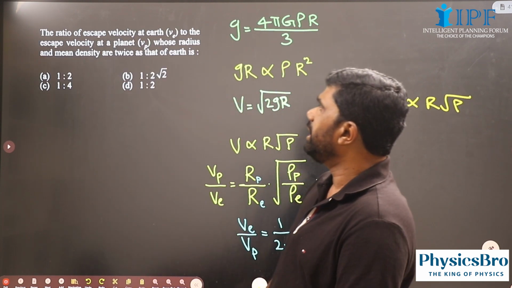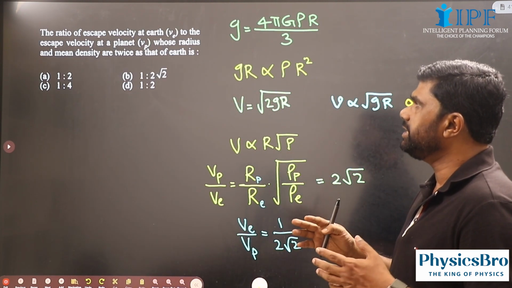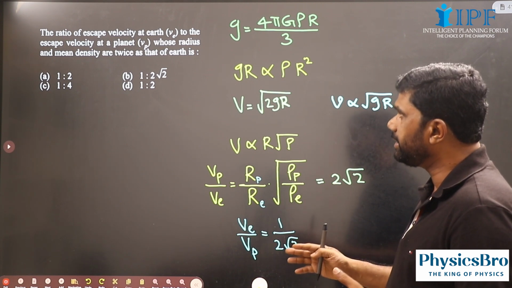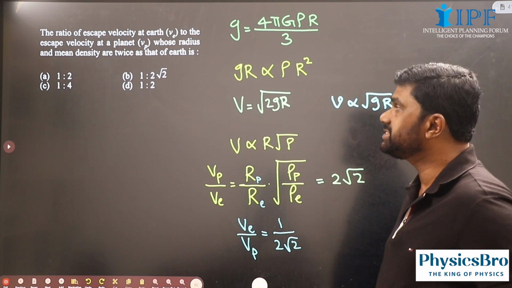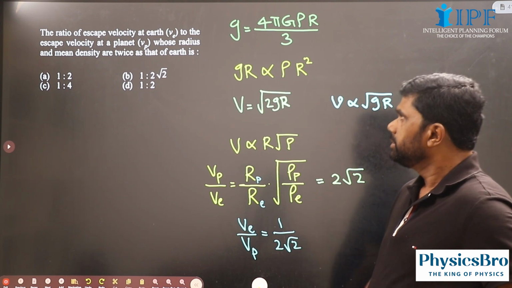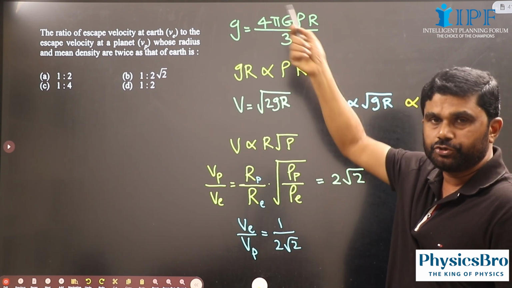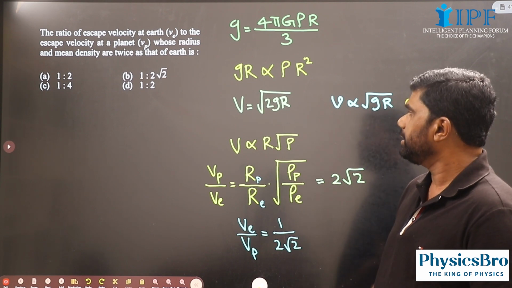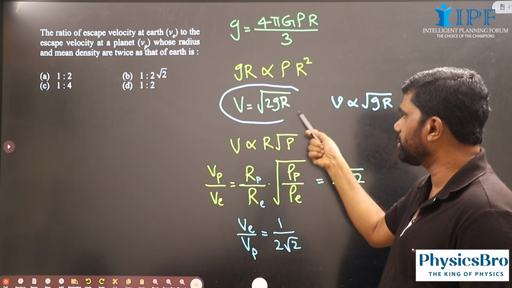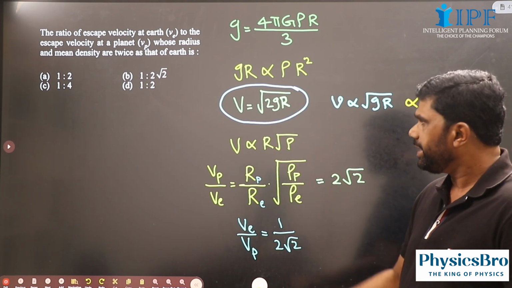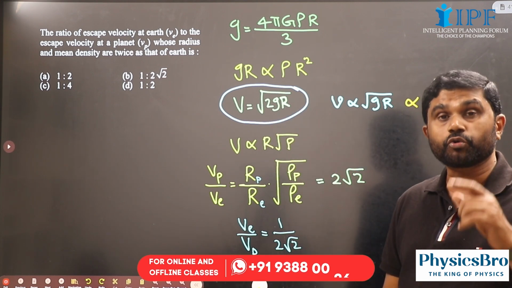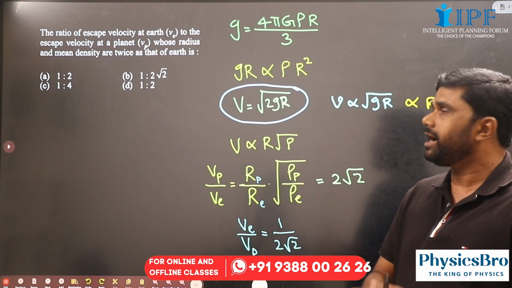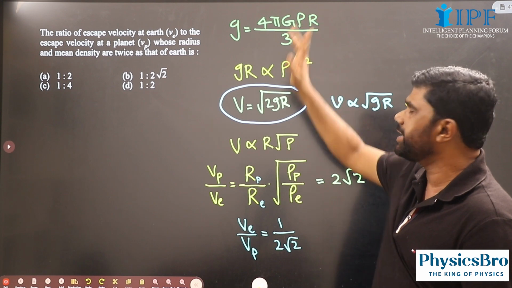Now let us see the ratio of escape velocity from the surface of earth to escape velocity from the surface of a planet whose radius and mean density are twice those of earth. This is the expression for acceleration due to gravity in terms of radius and density. And this is the expression for the escape velocity. So escape velocity is directly proportional to root of gr. Here we have g, so for gr we have to multiply both sides by r.